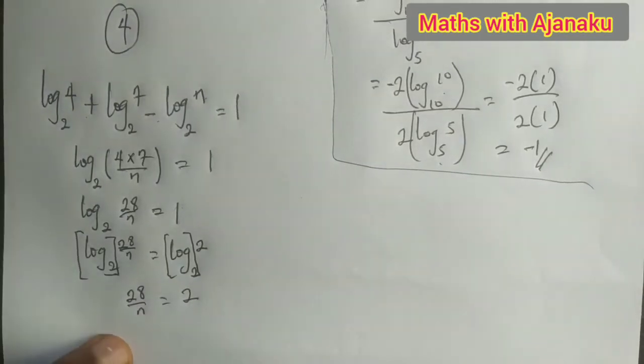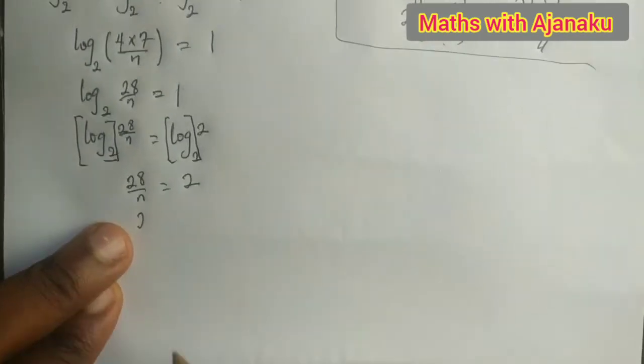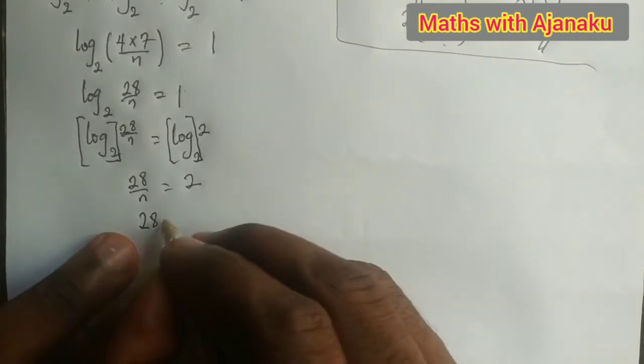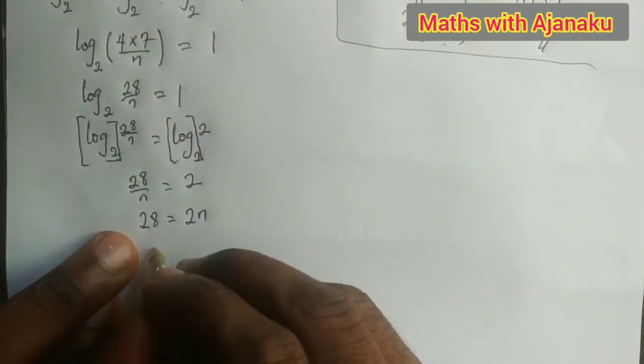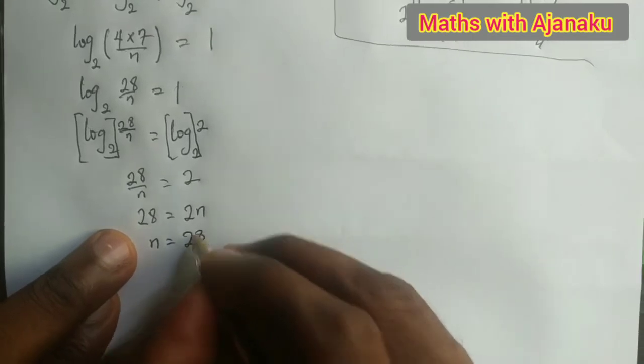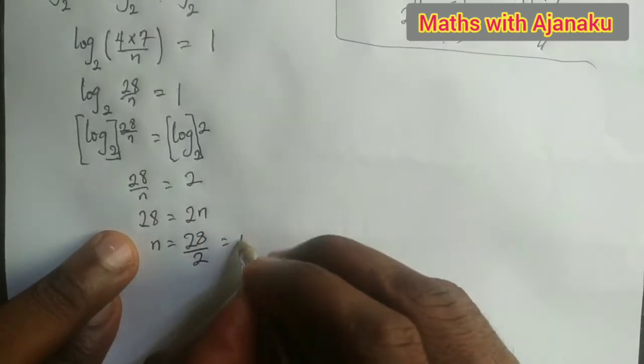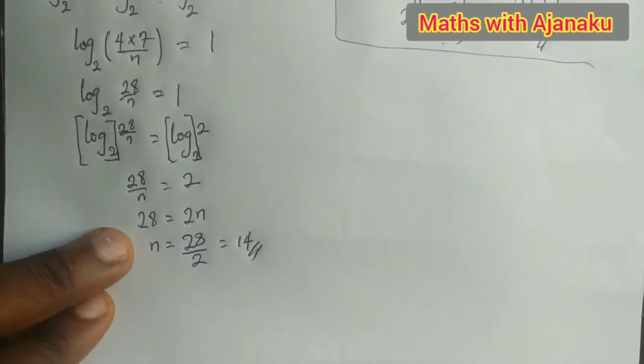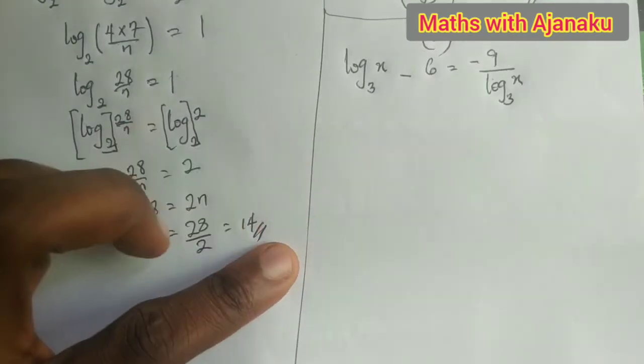Then from here, 28 is equal to 2n. Then my n is equal to 28 over 2, which is equal to 14. So that's question number 4. Let's go to question number 5.